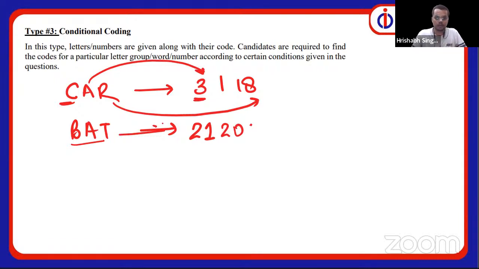This is conditional coding. You have to find the coded pattern and then use the similar pattern to code the question to get the answer.